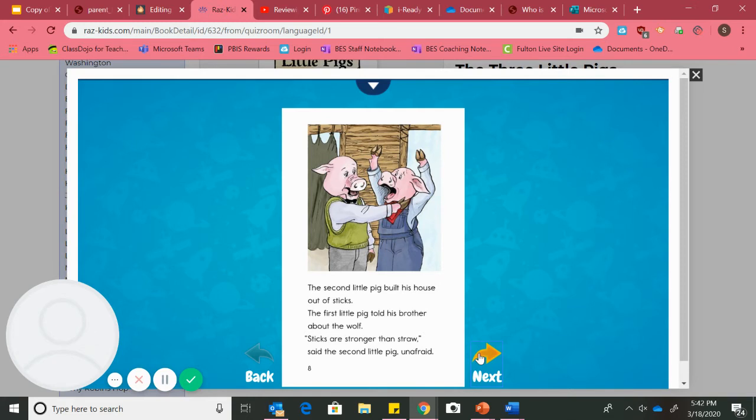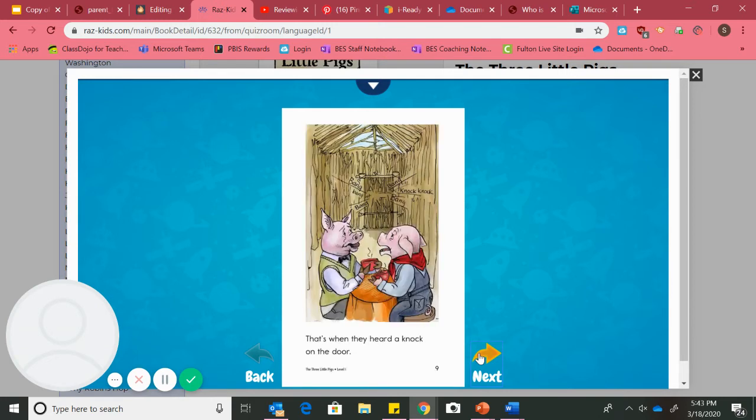The second little pig built his house out of sticks. The first little pig told his brother about the wolf. Sticks are stronger than straw, said the second little pig, unafraid. That's when they heard a knock on the door. Oh, look, this little pig looks a little frightened.